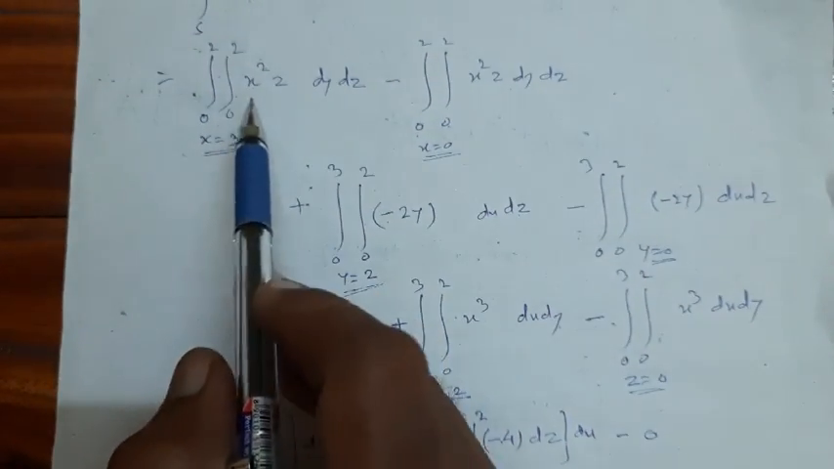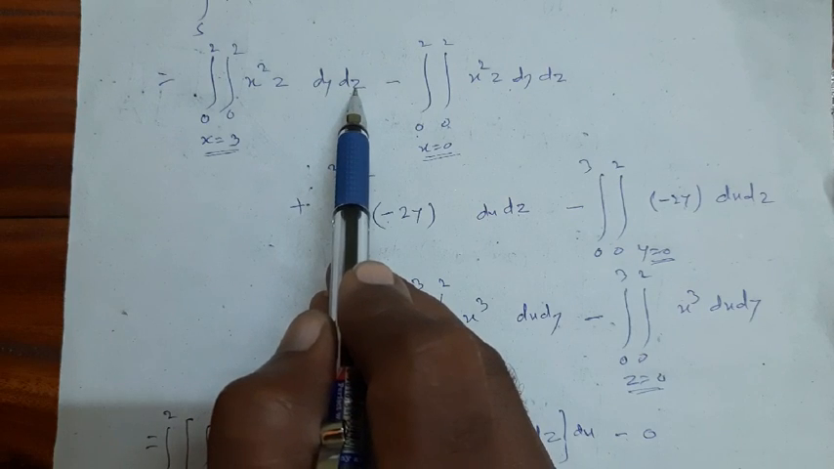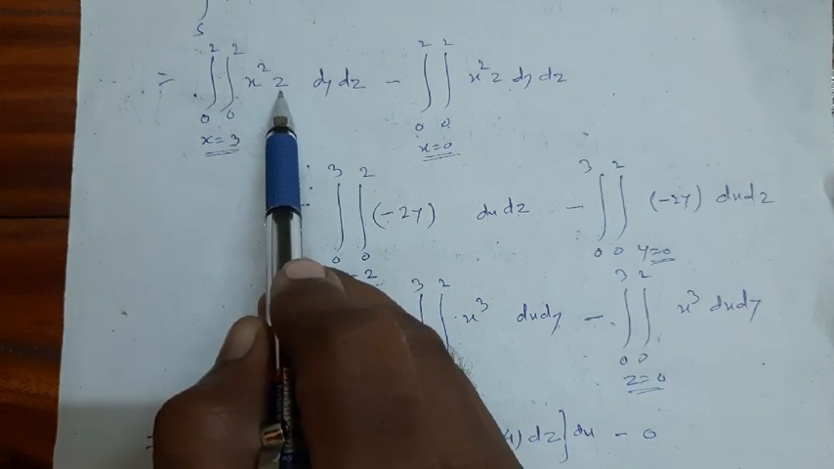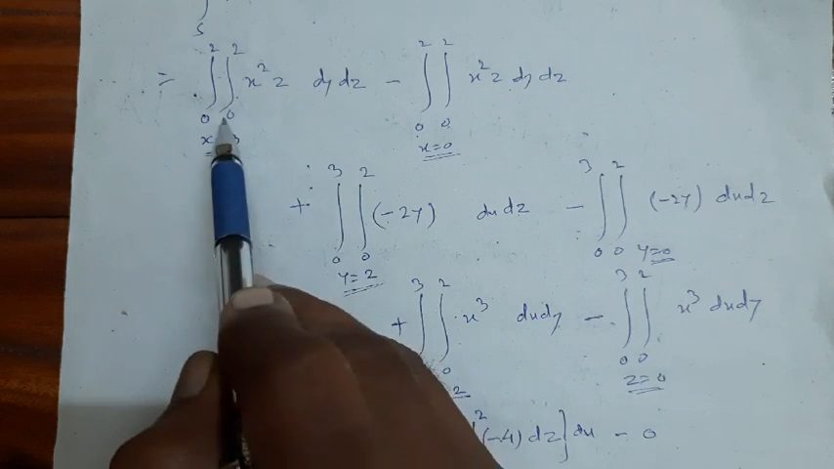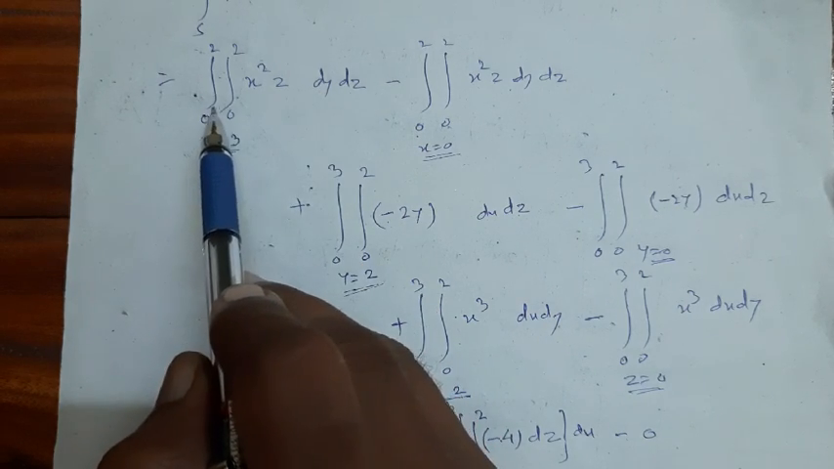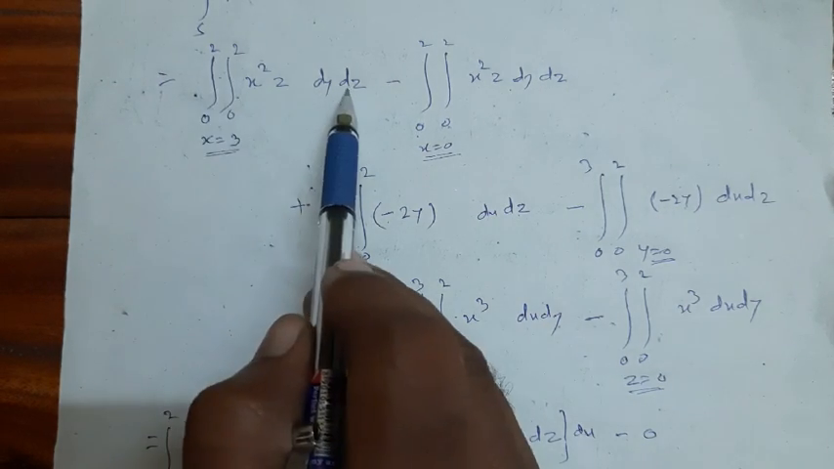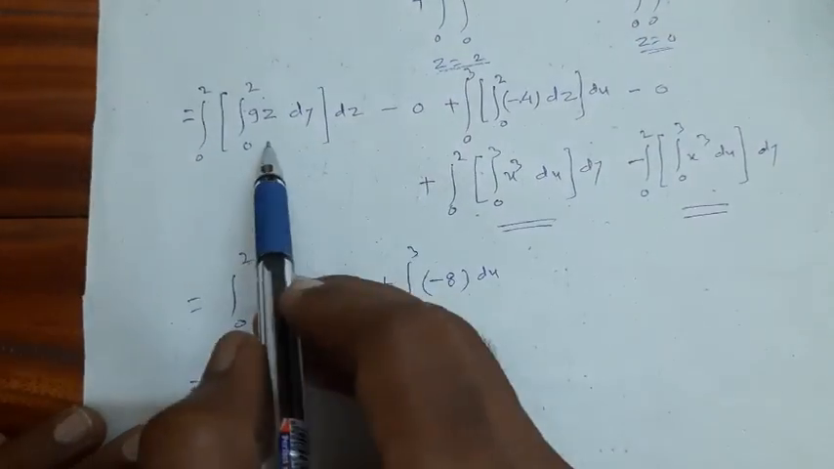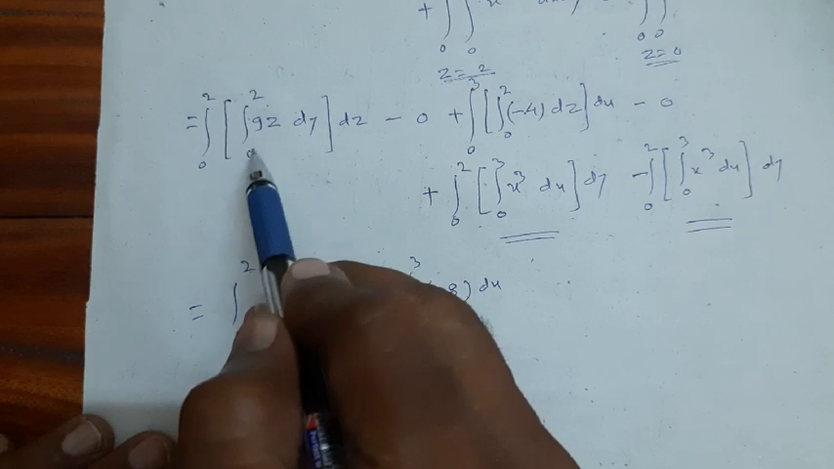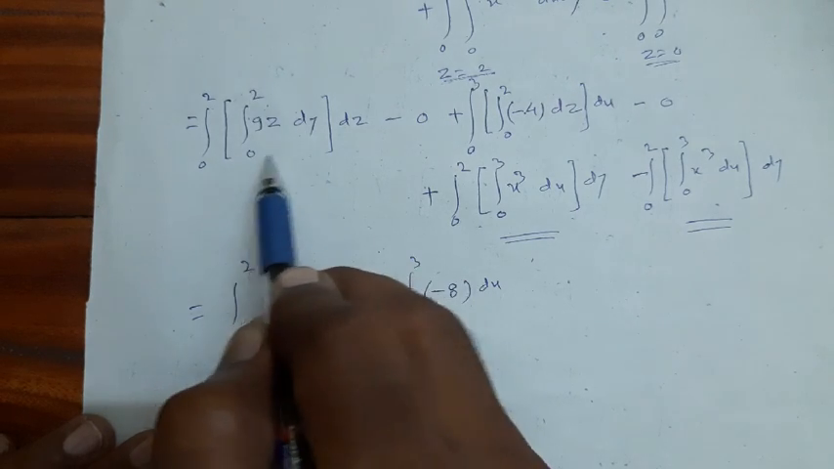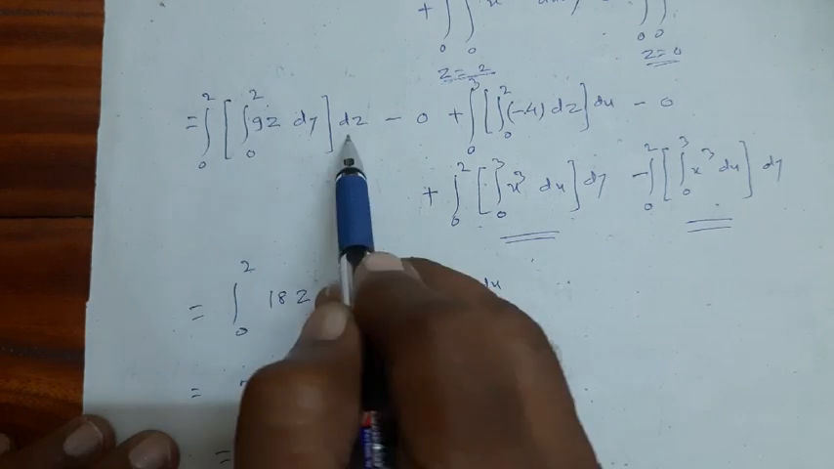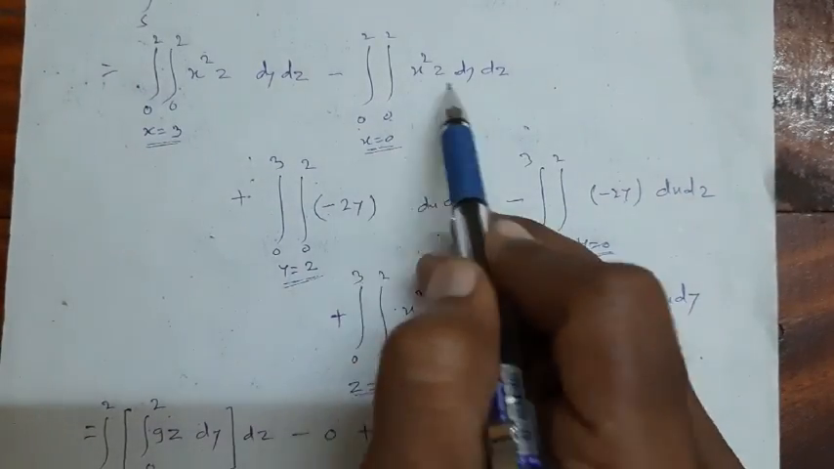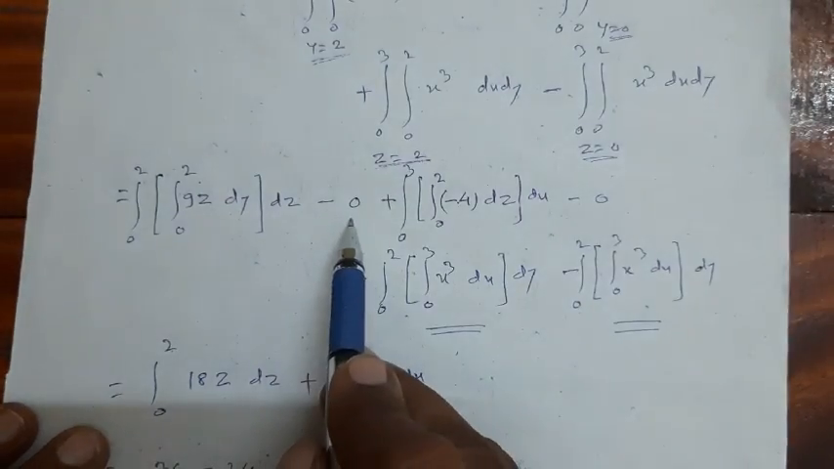Again, this integration is over two variables, y and z. I will have to substitute x equal to 3, therefore it will be 9z. When I integrate over y, I will integrate from 0 to 2, and then the result will be integrated over z from 0 to 2. If I substitute x equal to 0, then this term will vanish, it is 0.